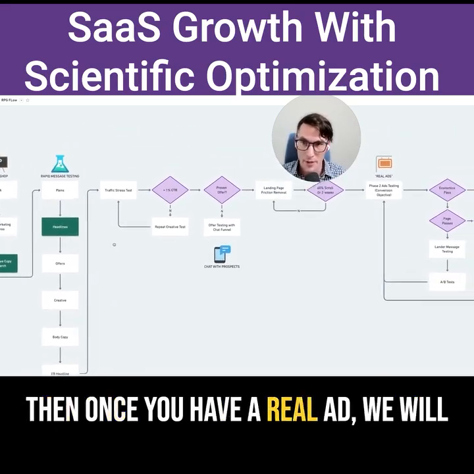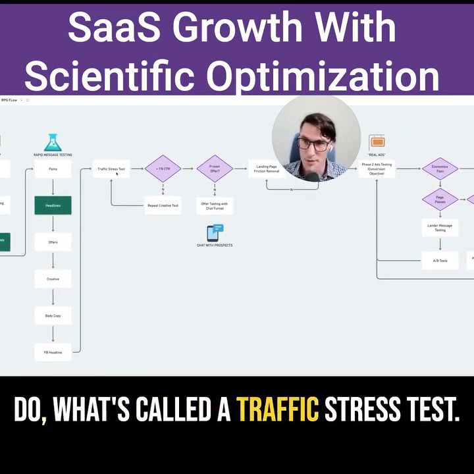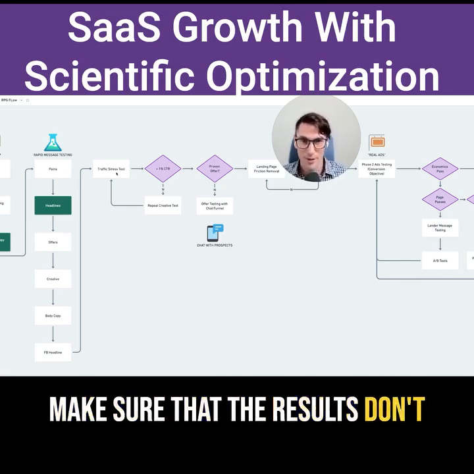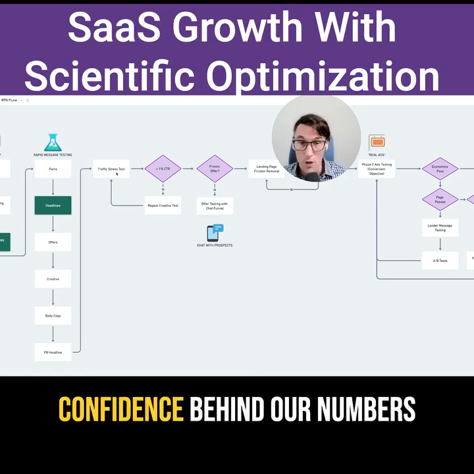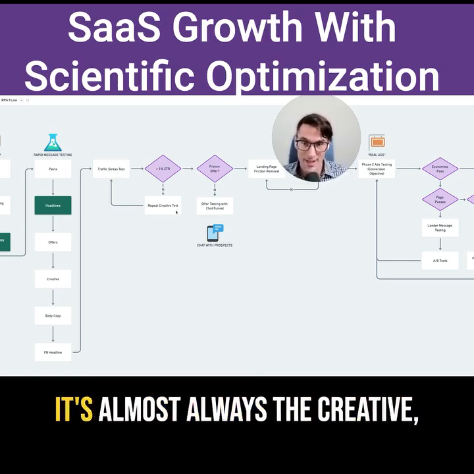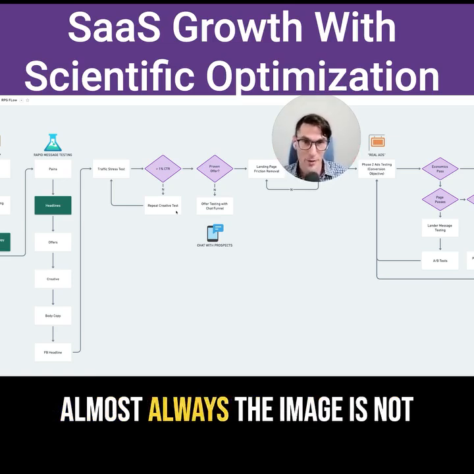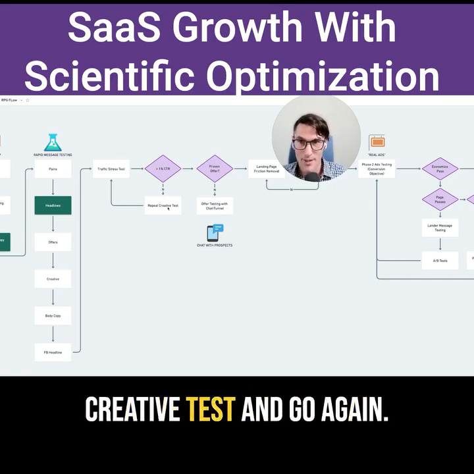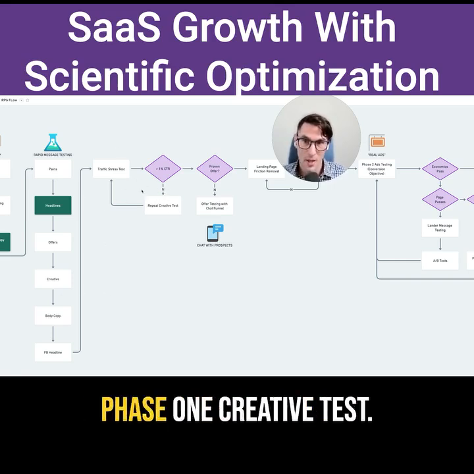Now, once you have a real ad, we will do what's called a traffic stress test. Basically, we just run the ad for more impressions, make sure that the results don't really change on us to get more confidence behind our numbers, just increase the sample size. Now, if for some reason that fails, it's almost always the creative, almost always the image is not stopping the scroll properly, so we would repeat the creative test and go again. So we would do more phase one creative tests.